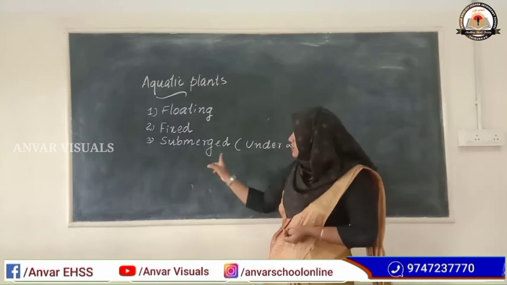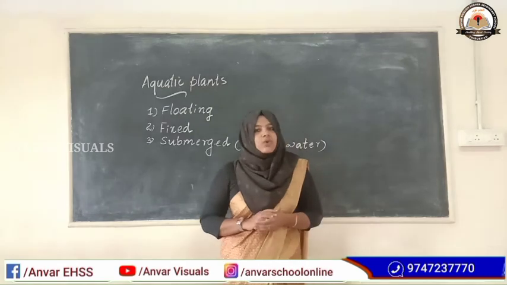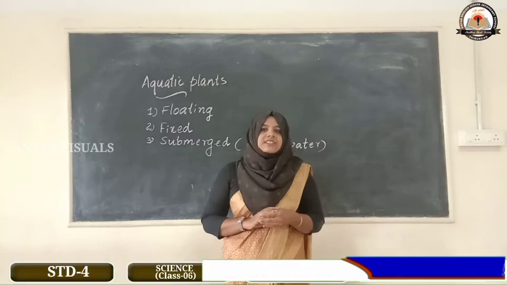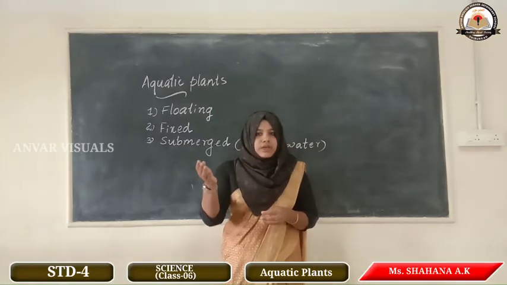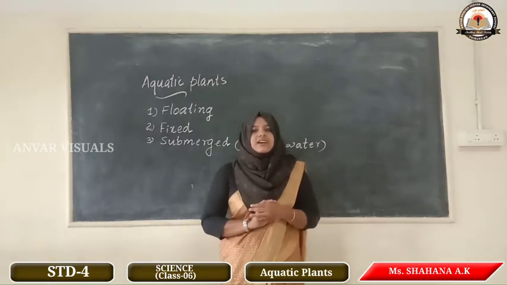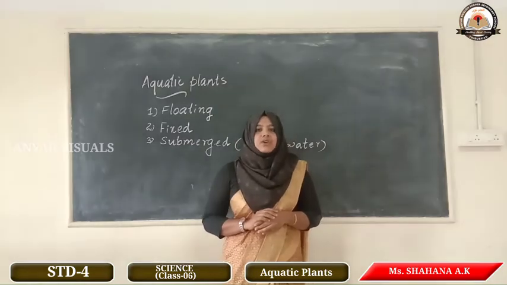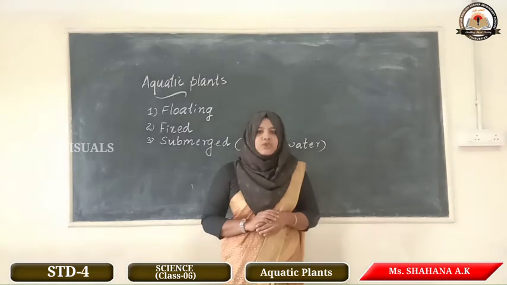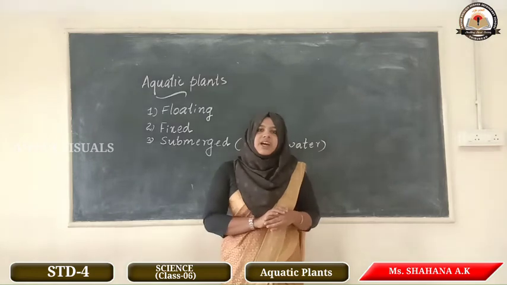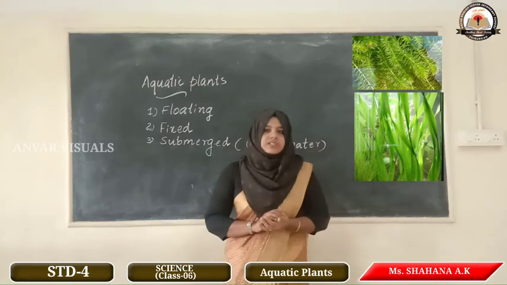Here is the last category, that is submerged aquatic plants, or another name is underwater aquatic plants. From the name itself, we can understand that these aquatic plants grow below the water surface. That's why they are called underwater aquatic plants. Isn't it? This is the third category of aquatic plants. They are known as submerged aquatic plants, and the examples are tape grass and hygrophila.